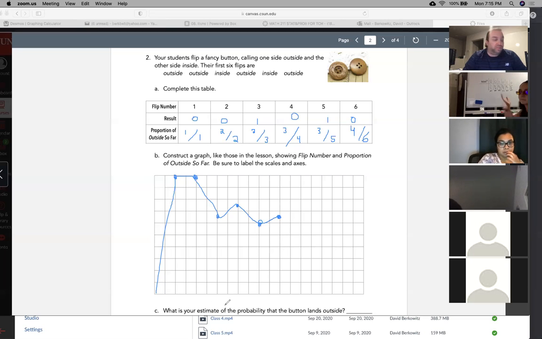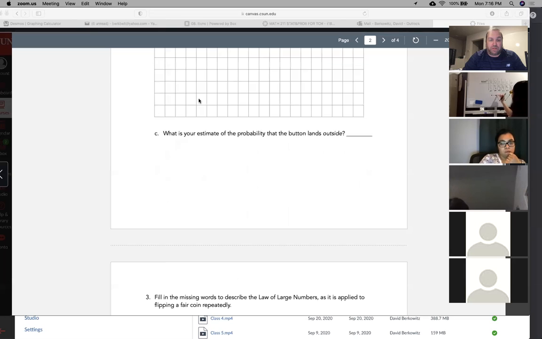What is your estimate of the probability that the button lands outside? Well, it's your final value, 4 out of 6. Can't beat 4 out of 6. It is using every piece of information that you were given, i.e. all of your flips. Does that make sense? Yes. So again, that was like a homework and a test question.